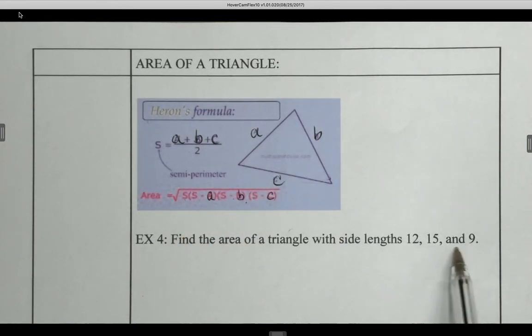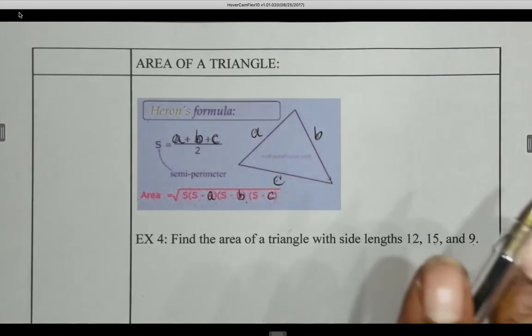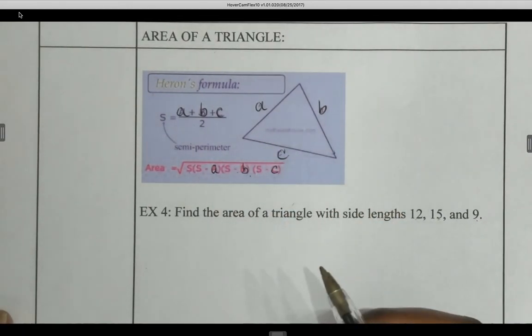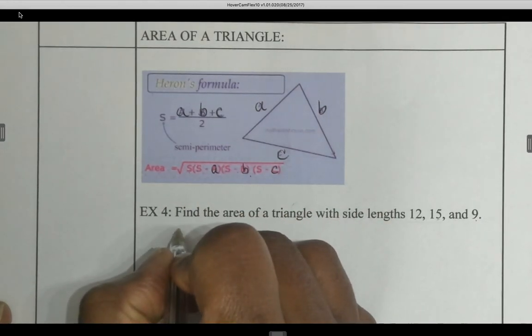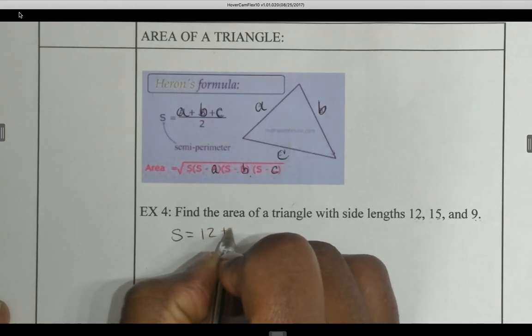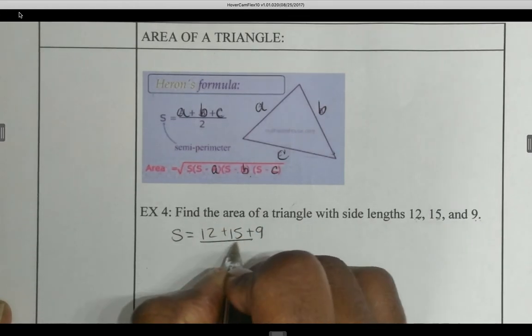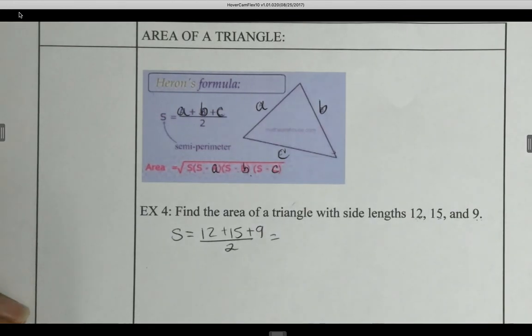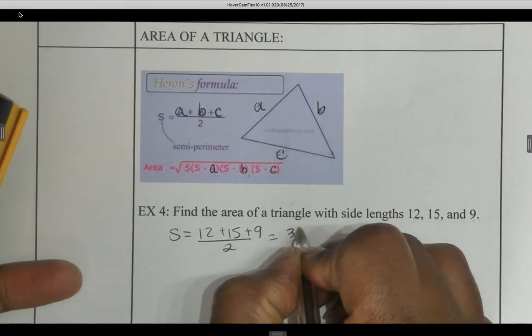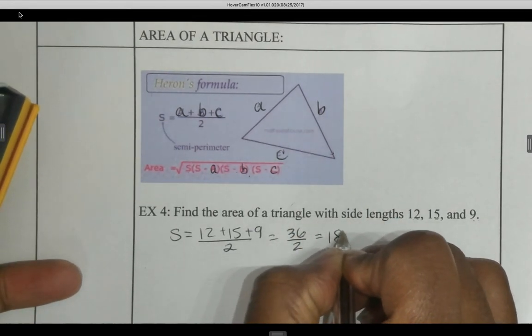So technically, if I have a triangle with side lengths 12, 15, and 9, this is a right triangle. I could use the regular formula because I have everything I need. But let's check the formula here. The formula says that I need S, so I'm going to add up 12 plus 15 plus 9, all the sides for the perimeter, and then divide that by 2. When I add 12 and 15 and 9, we get 36. Divide that by 2, I get 18.